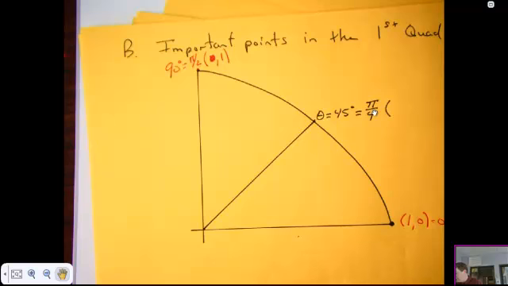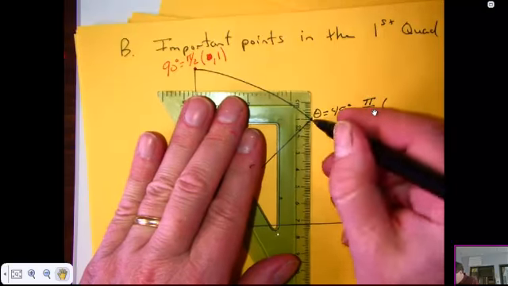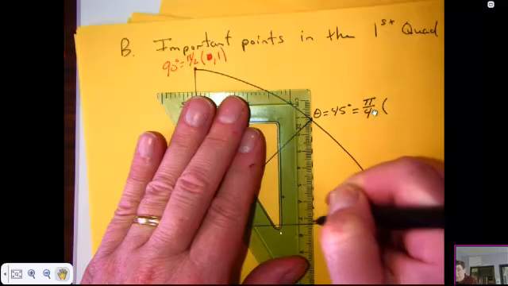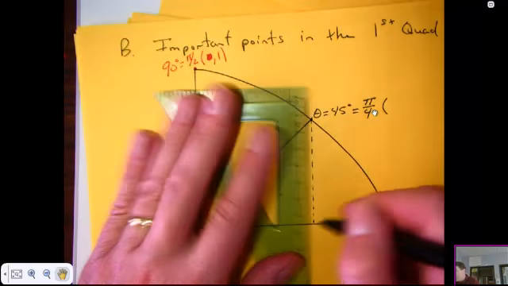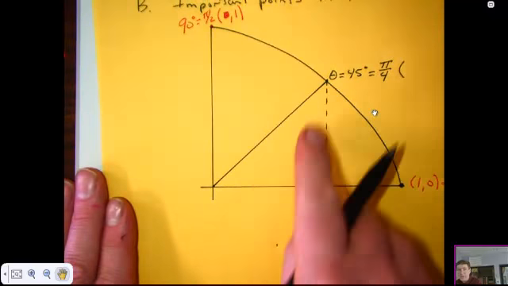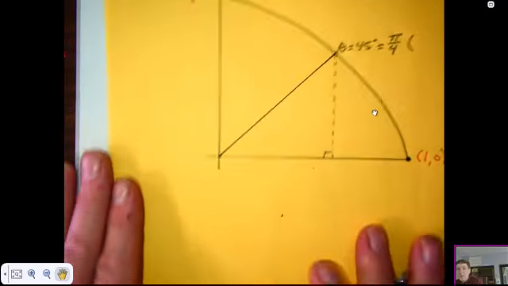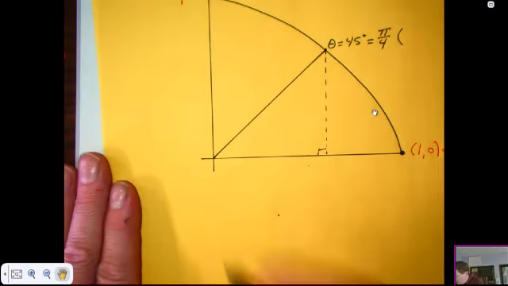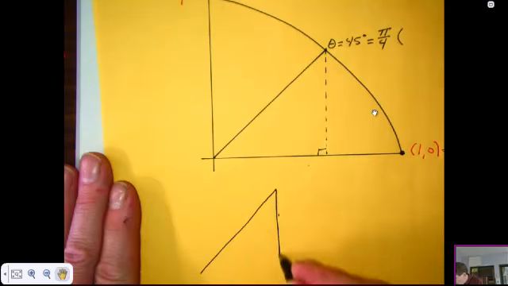Well, actually, maybe the best way to look at this is with a special triangle. If I draw this line down here, I get a special triangle. This would be a 45, 45, 90 triangle. And remember, this distance is x, this distance is y. So let's look at that triangle.